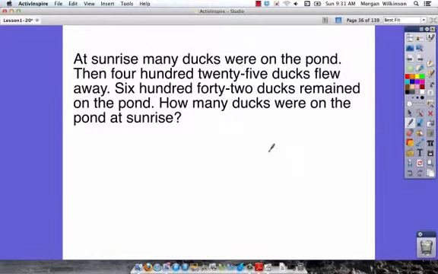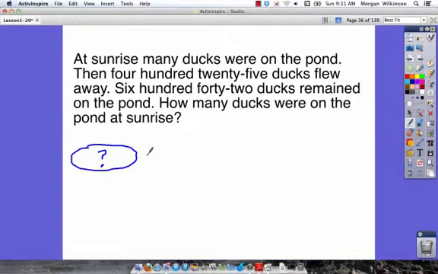At sunrise, many ducks were on the pond. Then 425 ducks flew away. 642 ducks remained on the pond. How many ducks were on the pond at sunrise? So if we were to draw out a big pond, the big pond's going to have all of our ducks. And we don't know how many ducks that would be, because that's what we're asked. How many ducks were on the pond at sunrise? So I'll put a question mark there. At sunrise, many ducks were on the pond. Here we have it. Then 425 ducks flew away.